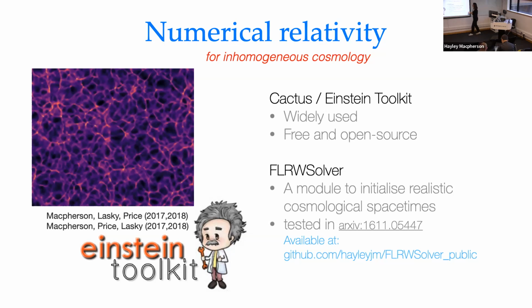And so during my PhD, I wrote a module called FLRW solver to initialize realistic cosmological spacetimes, to then send this into the Einstein toolkit to be evolved with all of the really widely used modules to evolve the Einstein equations. And it's freely available at this repository, so do feel free to download it and do some simulations with it and email me if you're interested in anything else.